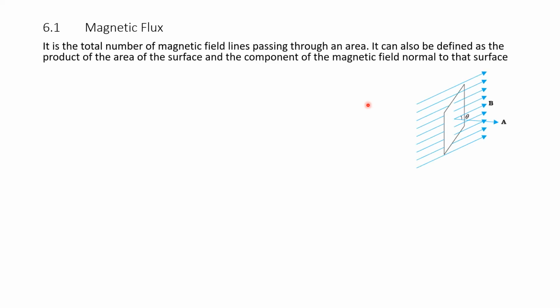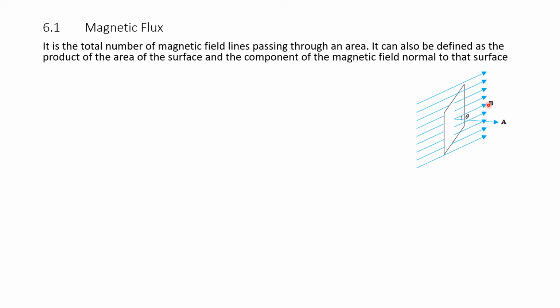In section 6.1, we will study about magnetic flux. Magnetic flux is the total number of magnetic flux lines passing through an area. It can also be defined as the product of the area of the surface and the component of the magnetic field normal to that surface. In the diagram shown, the rectangular part is the surface, area of the surface, and the blue lines are the magnetic field.